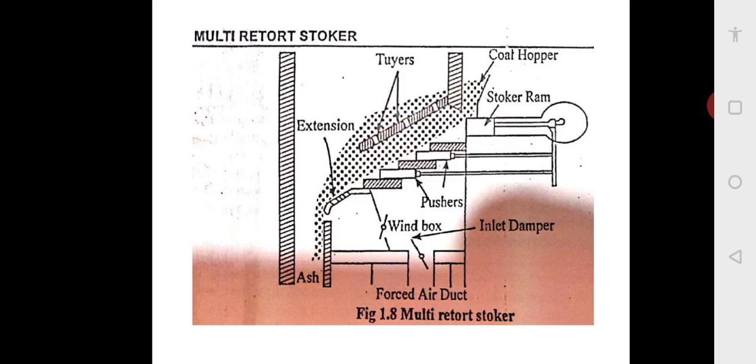Now coming to the multi-retort stoker, earlier there was only one retort, meaning coal was burnt on only one surface, but now here you have multiple retorts. It may contain 5 to 20 tuyeres and pushers. Tuyeres are for supplying air. Pushers are to push the coal onto the retort.